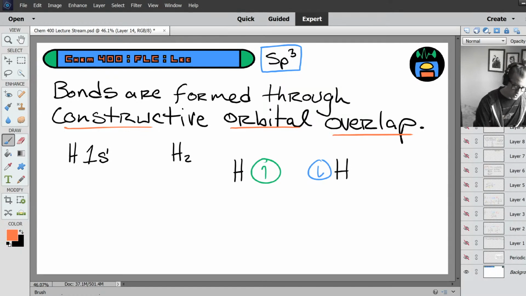Now these two atoms move close enough together so that the orbital of one overlaps with the orbital of the other. All right, it may be ugly, but I'm going to live with it.